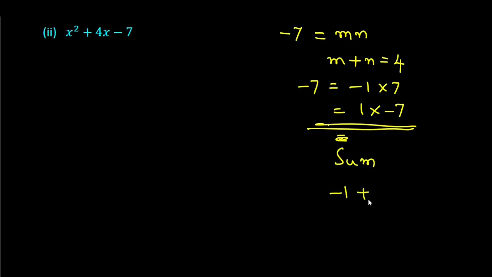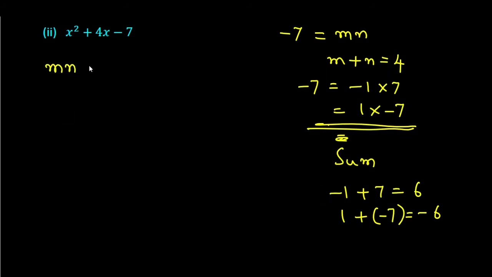Minus 1 plus 7 is 6. 1 plus minus 7 is minus 6. We are unable to obtain 4. So let us find those numbers using the algebraic method.